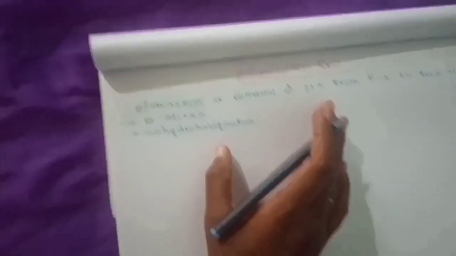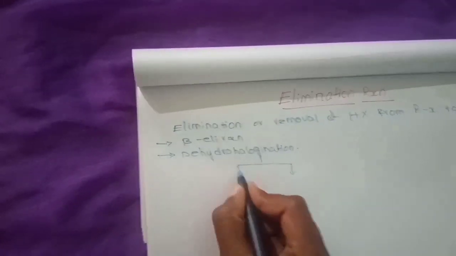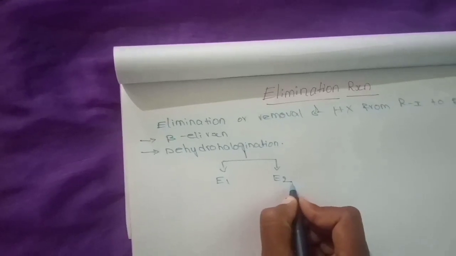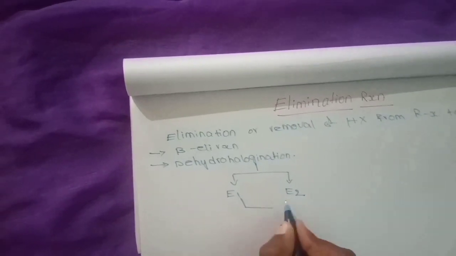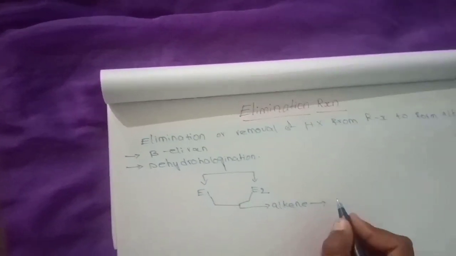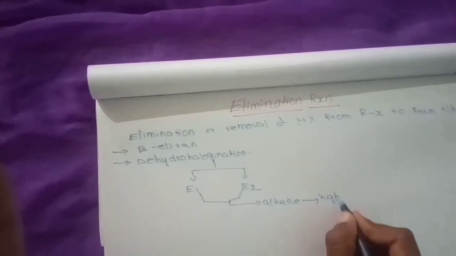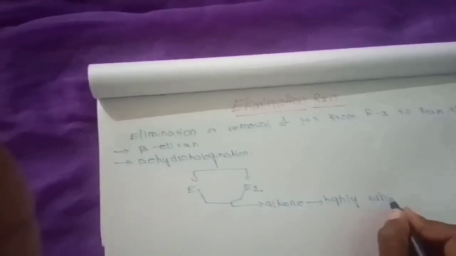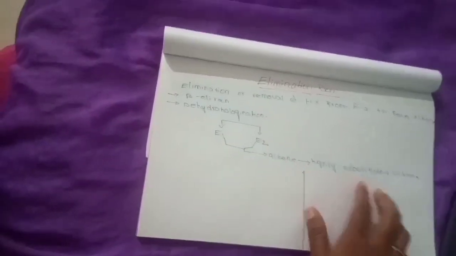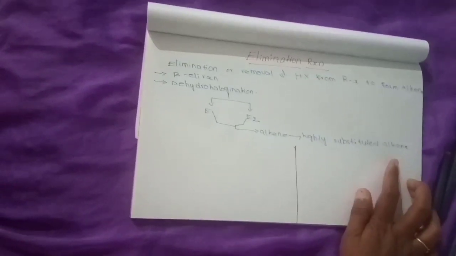These elimination reactions are of two types. They are E1 elimination and E2 elimination, but the end product of the two reactions is alkene. What type of alkene is it? It is a highly substituted alkene. See what type of alkene it is. It is a highly substituted product.